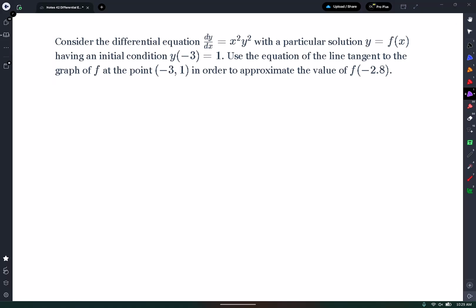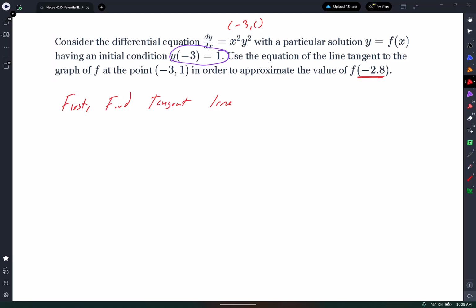All right. Consider the differential equation dy/dx equals x squared y squared with a particular solution that has an initial condition. So here's my initial condition, let me change it to red: -3, 1. Use the equation of the line tangent to the graph of f at the point -3, 1 in order to approximate the value of f at -2.8. I love it. So here it is. We're using our model, a tangent line model, to predict what this value is. So first, find the tangent line.